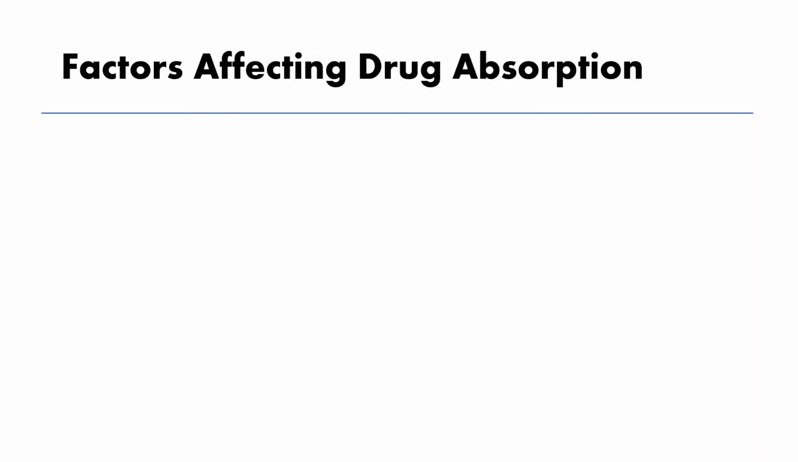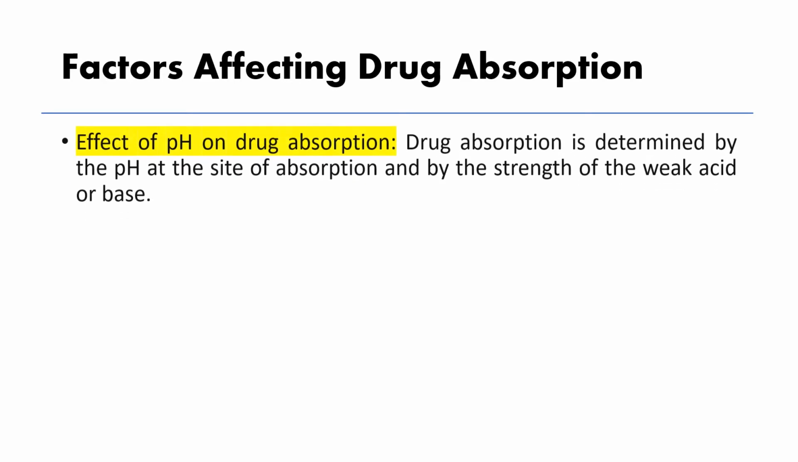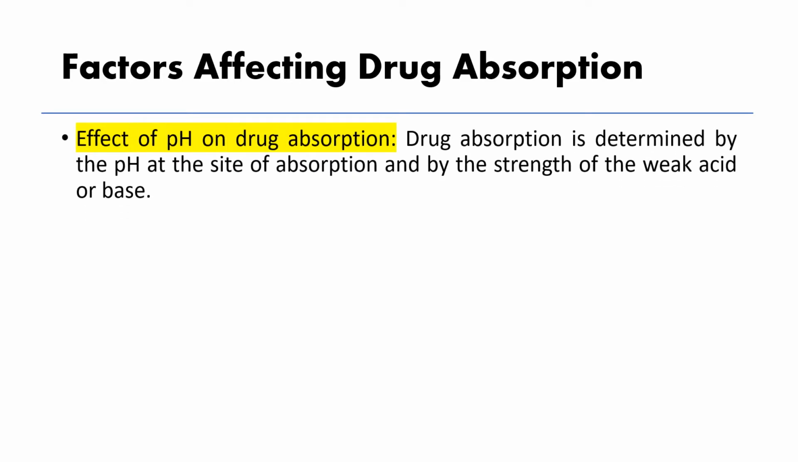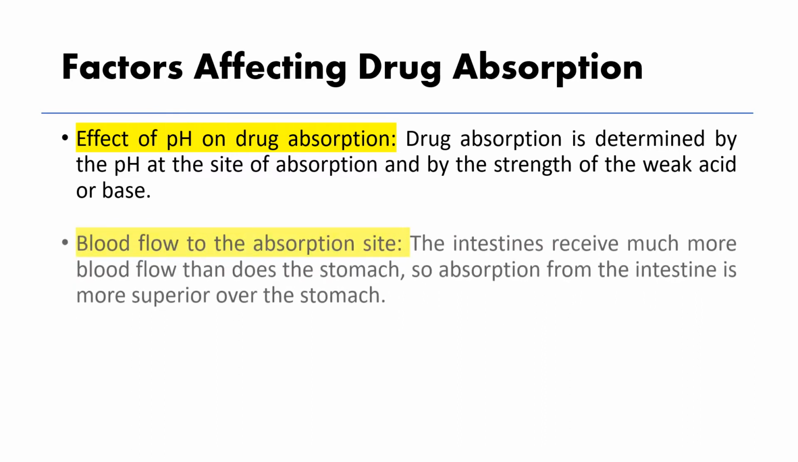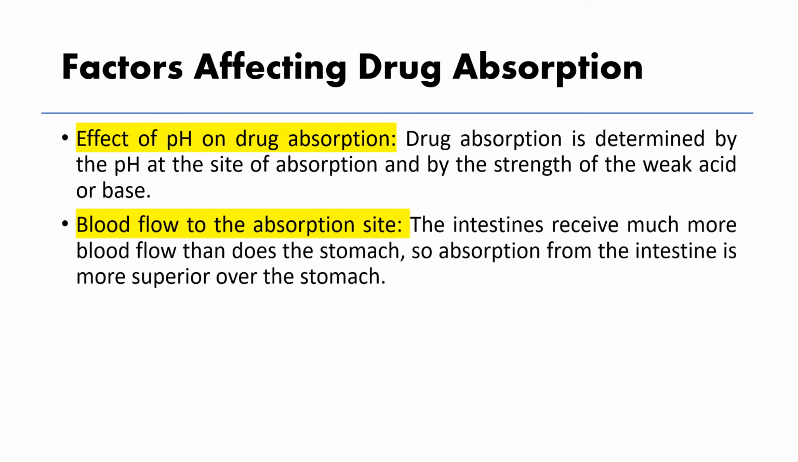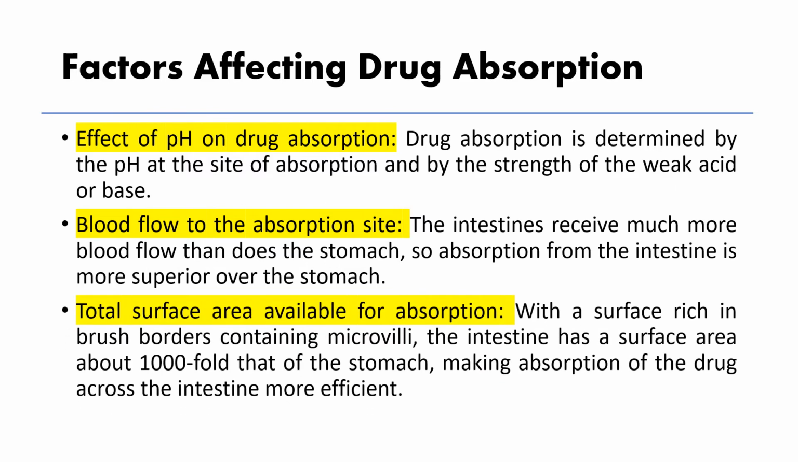Let's look at factors affecting drug absorption. Number one, effect of pH on drug absorption. Drug absorption is determined by the pH at the site of absorption and by the strength of weak acid or weak base. Blood flow of the absorption site is another factor. The intestines receive much more blood flow than does the stomach, so absorption from intestine is superior over the stomach. Total surface area available for absorption.